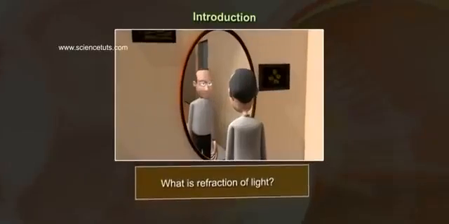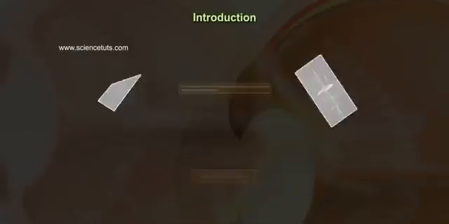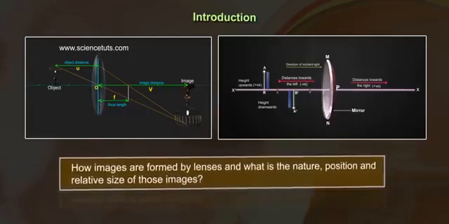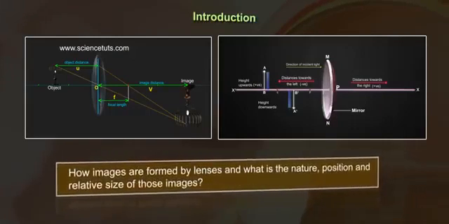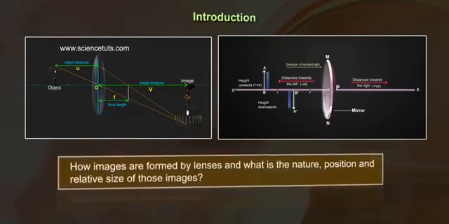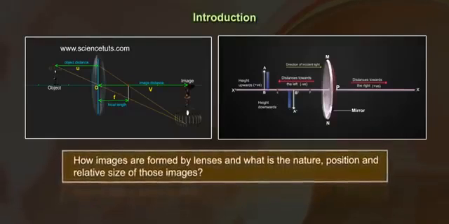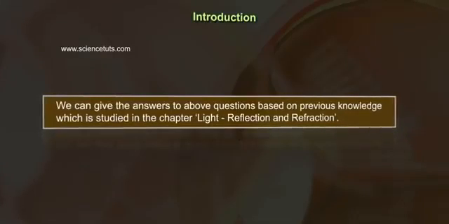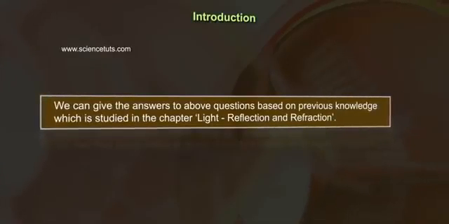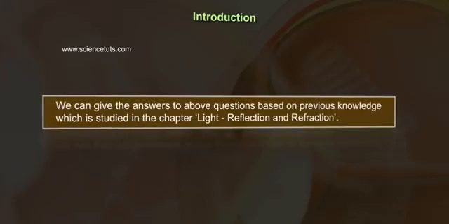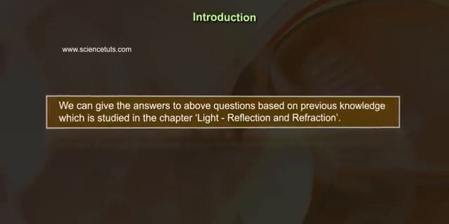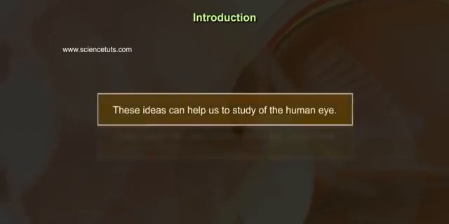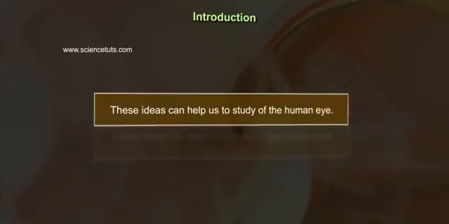Introduction. What is refraction of light? How images are formed by lenses and what are the nature, position and relative size of those images? We can give the answers to above questions based on previous knowledge, which is studied in the chapter Light Reflection and Refraction. These ideas can help us to study of the human eye.